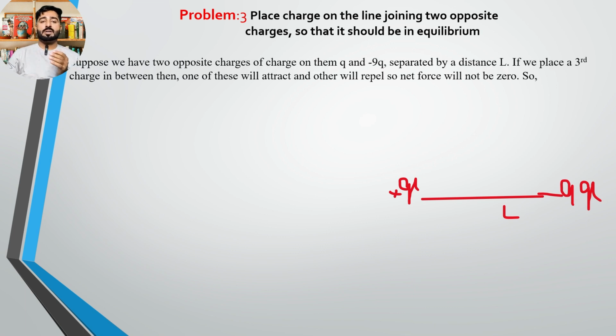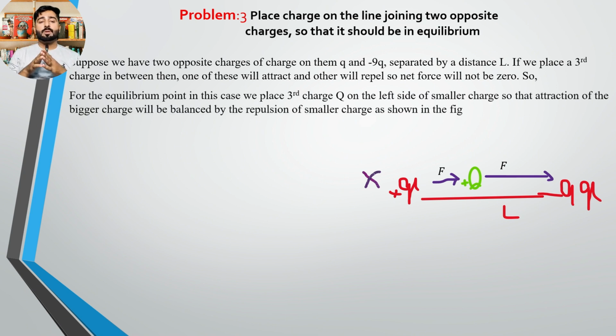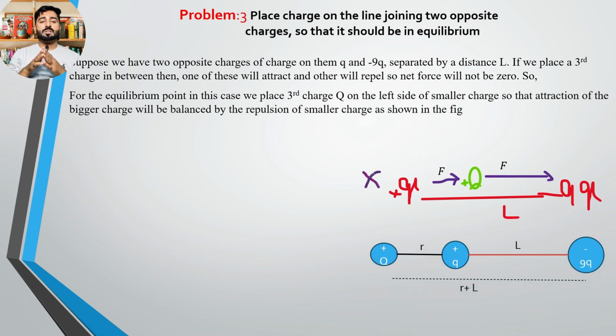Suppose we have two opposite charges, q and minus 9q, separated by a distance L. If we place a third charge in between, then one of these will attract and the other will repel, so the net force will not be zero. So this possibility will not work. Let's move towards our second possibility. For the equilibrium point, in this case, we place the third charge q on the left side of the smaller charge, so that the attraction of the bigger charge will be balanced by the repulsion of the smaller charge as shown in the figure. And this possibility will work.